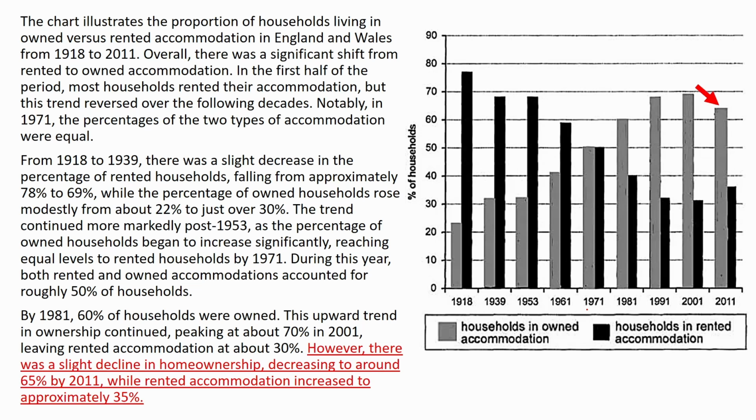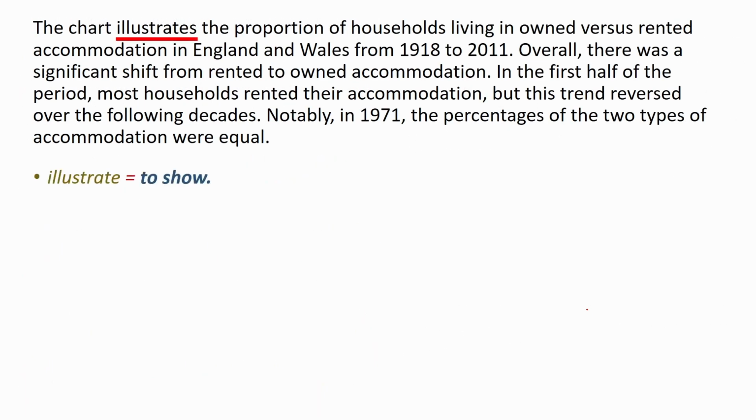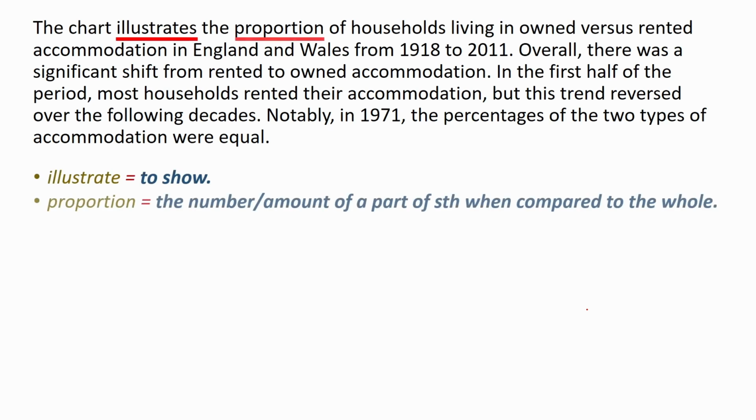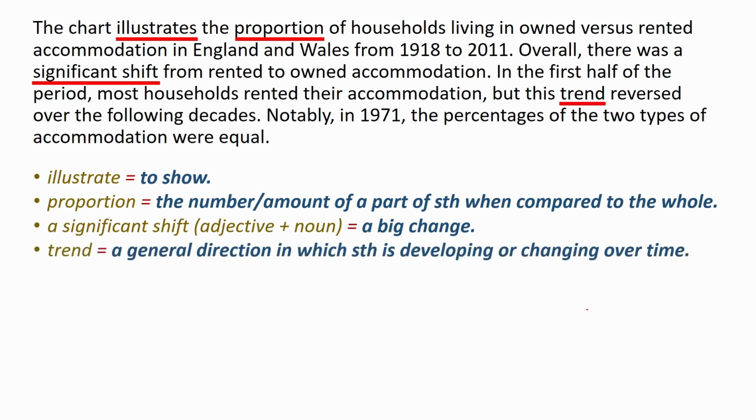Now, let's talk about some of the useful phrases and vocabulary I use to describe the data. Illustrate means to show. Proportion, the number or amount of a part of something when compared to the whole. A significant shift, this combination is adjective plus noun, which is very useful, and you can use it in your writing task 1 essays. A significant shift, a big change. Trend, a general direction in which something is developing or changing over time.